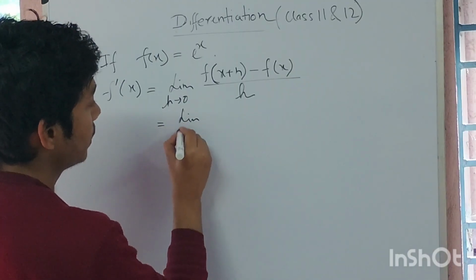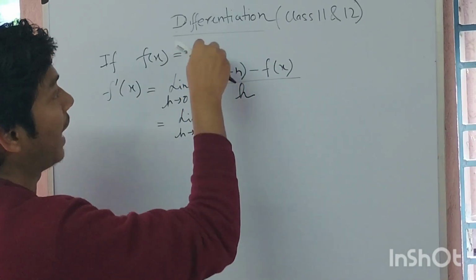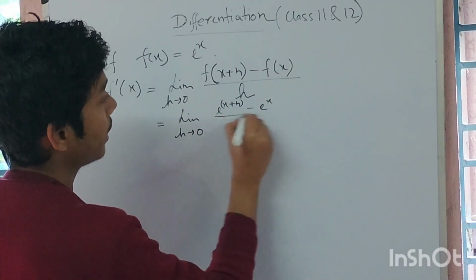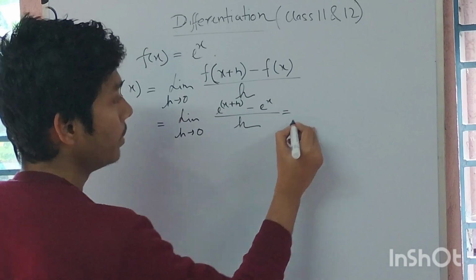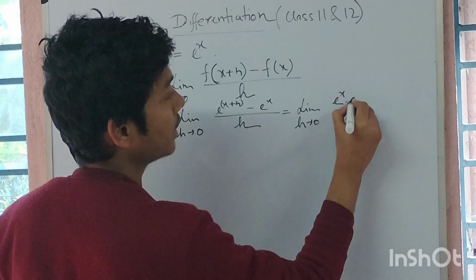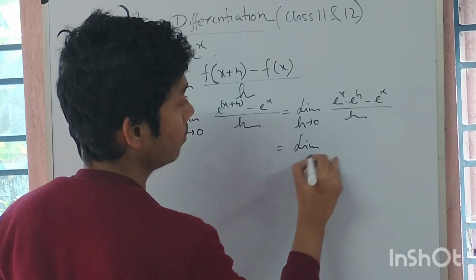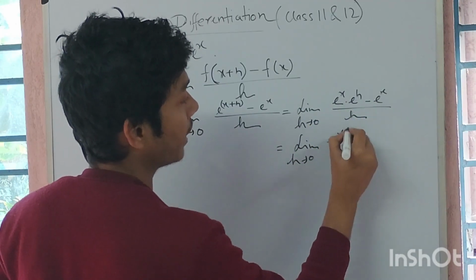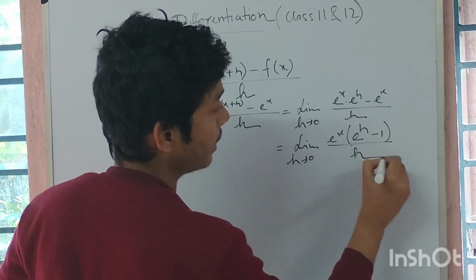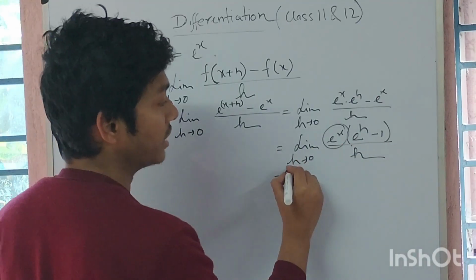Now it will be limit h tends to 0 of f of x plus h. So I will just replace x with x plus h. So it will be e to the power x plus h minus e to the power x by h. It can be written as e to the power x into e to the power h minus 1, by h. Now I can take e to the power x as common. This term is constant here because the only variable term is h.